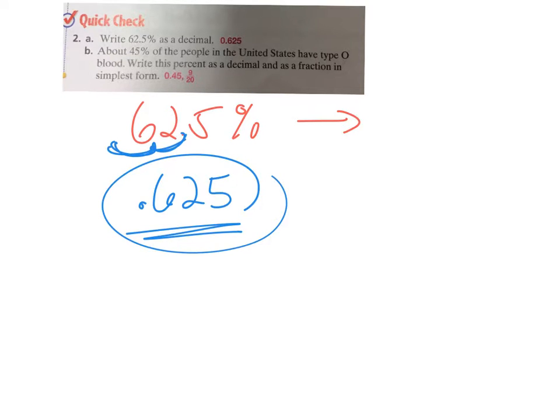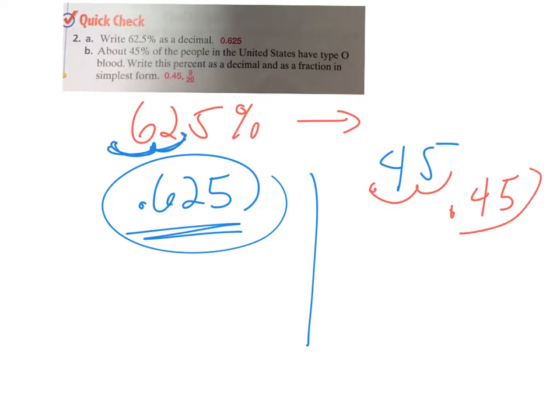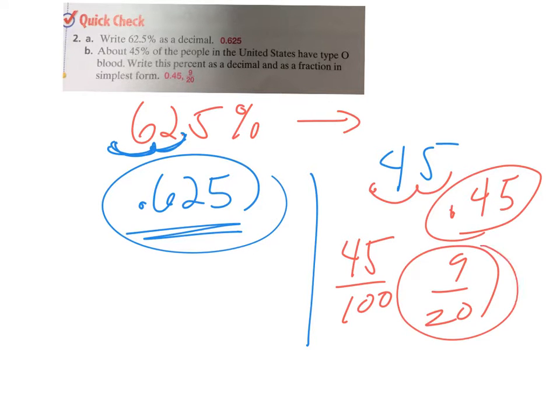Alrighty, part B. About 45% of the people in the U.S. have type O blood. What is this percent as a decimal and as a fraction in simplest form? Okay, so we just learned this. 45% as a decimal, 2 to the left, boom, 0.45. Now, we also remember 45% means 45 out of 100. That's what we just learned that meant, right? You reduce that, it becomes 9/20. These are both divisible by 5, so there you go. Quick Check 2.